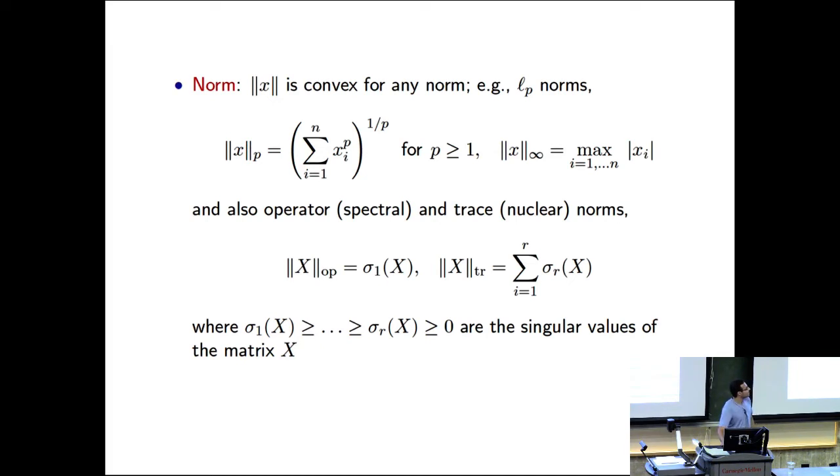But basically, it's 0 if and only if x is equal to 0. It satisfies that the norm of a times x, for a positive a, is a times the norm of x. It's called positive homogeneity. And the third thing it satisfies is the triangle inequality. The norm of x plus y is less than or equal to the norm of x plus the norm of y. So those 3 things define a norm.